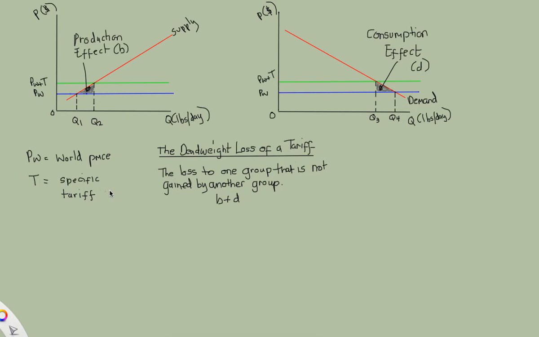T is the size of a specific tariff, and in the last video that was $1. So in a small country, tariffs are passed on in their entirety to the consumers in the small country. So we see a rise in the price from PW to PW plus T, and as a result the domestic industry expands from Q1 to Q2, and you're probably thinking that sounds like a good thing, but from a point of view of national welfare, it's a bad thing. So the Q1 through Q2 are the units of the good that used to be produced by the foreigner, and now they're produced by the domestic industry.